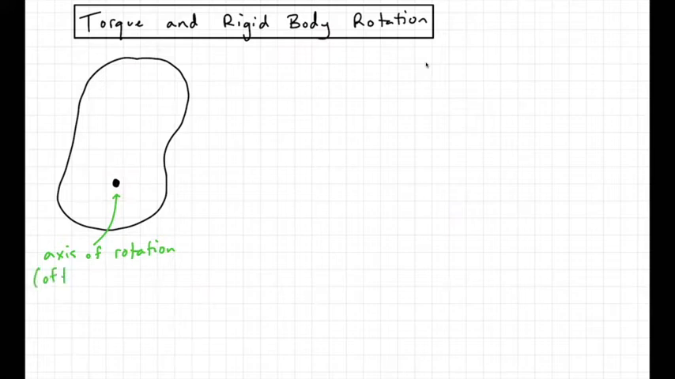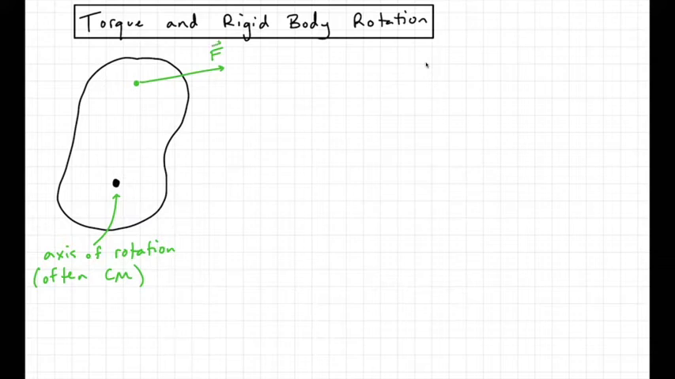I'm going to write that it often is the CM. It doesn't have to be. I could fix this at some location that wasn't the center of mass, about an axle, say. And then let's say I apply a force. So I apply a force maybe out here. I apply some force on this object that looks like that.